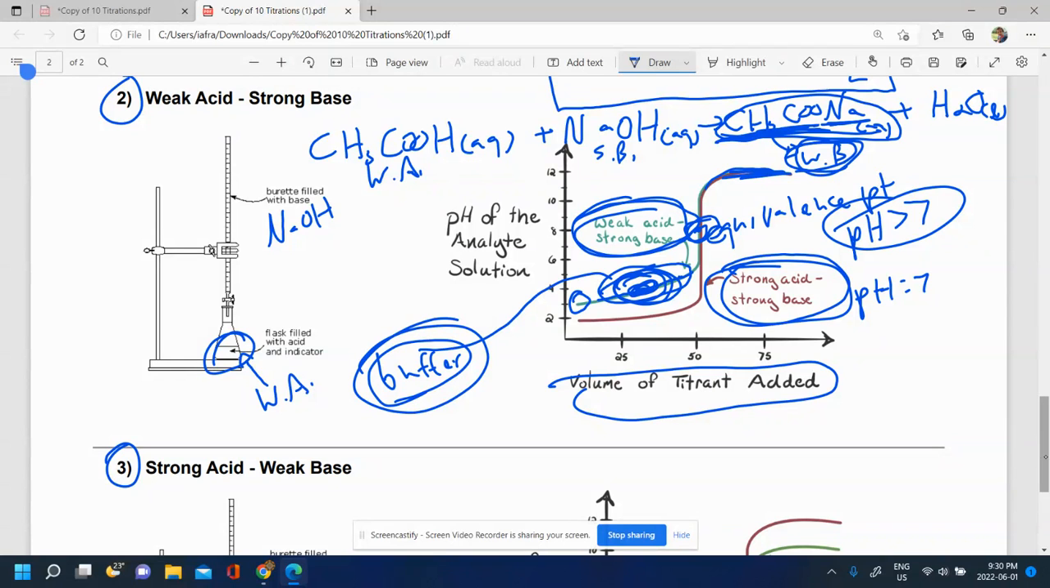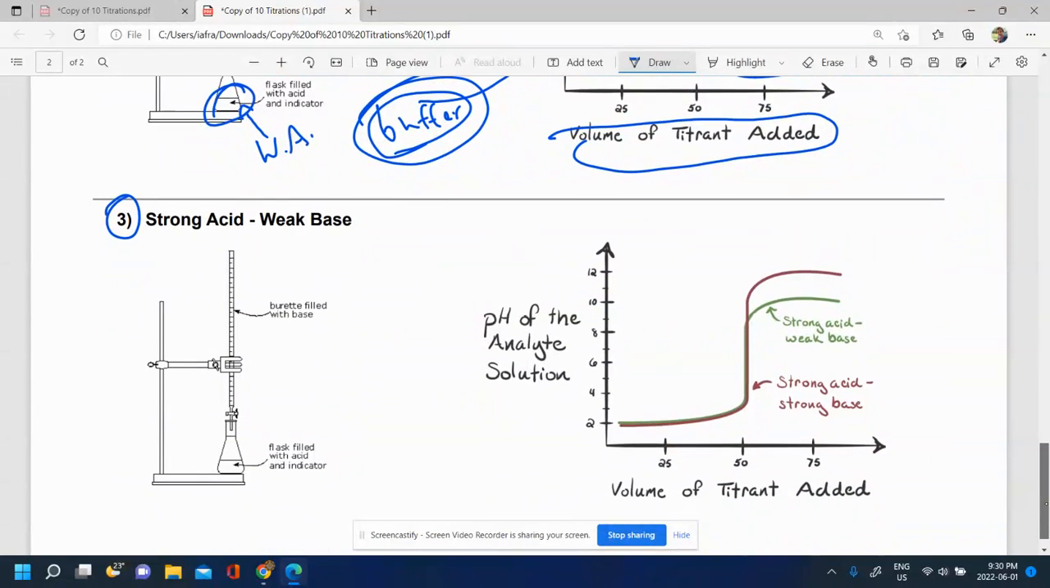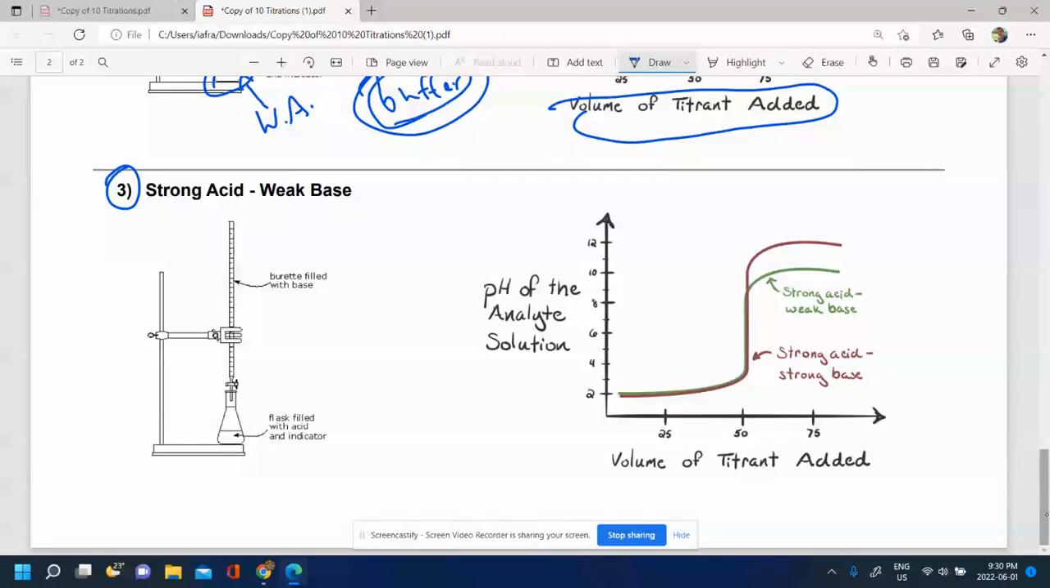Now, let's take a look at the situation where you have a strong acid, weak base. So in here I have a strong acid, and over here I have a weak base. How do I know I have a strong acid in the flask? Well, I'm starting off by measuring the pH, and I can see that the pH is less than 7, a pH of 2.